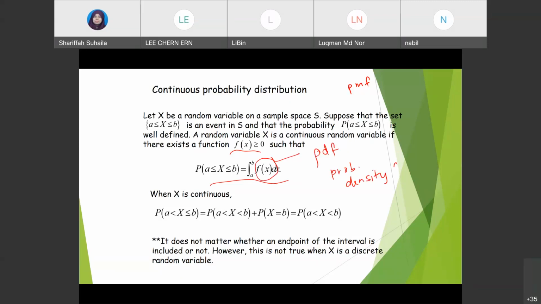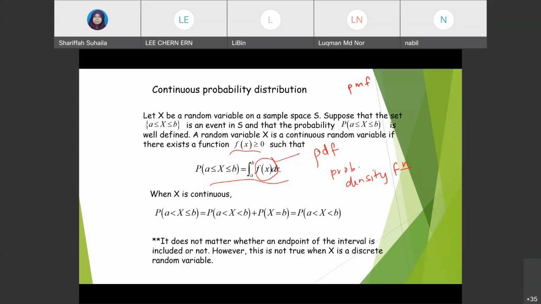So this one is fungsi ketumpatan kebarangkalian. We will integrate over the range from A up to B, f(x) dx. That is the usual integration. For any value, let's say if you have y, you will integrate from A up to B, f(y) dy. And then the concept for continuous random variable, you have the properties again.